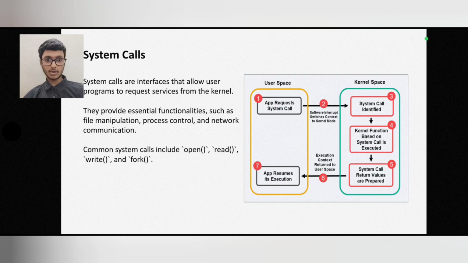System calls. System calls are interfaces that allow user programs to request services from the kernel. They provide essential functionalities such as file manipulation, process control, and network communication. System calls include open, read, write, and fork. On the right side, you can see the image of how the system calls happen.